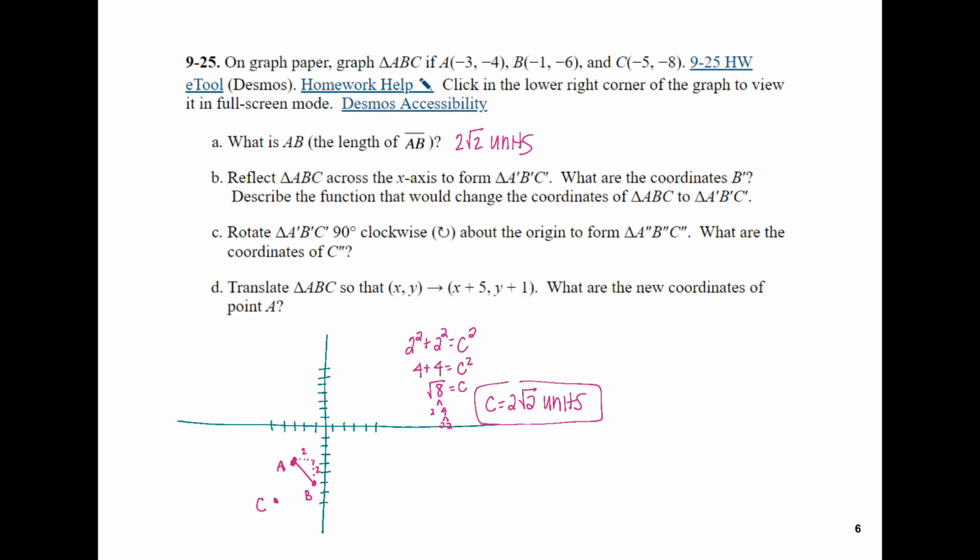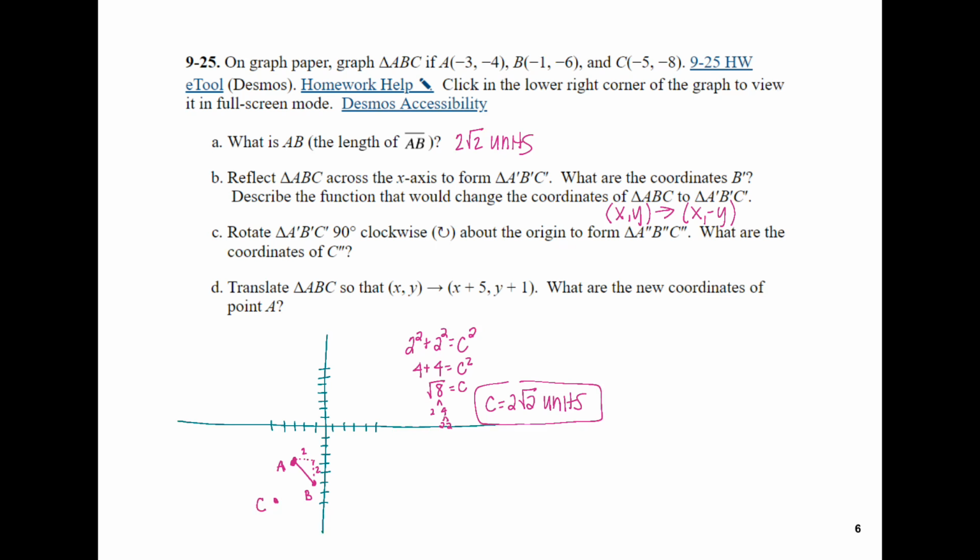It then said reflect ABC across the x-axis to form A prime, B prime, C prime. What are the coordinates of B prime? Describe the function that would change the coordinates of A, B, and C to A prime, B prime, C prime. So in order to change the coordinates, we would take our XY ordered pair and simply change the sign on our Y value. Our X would be the same.